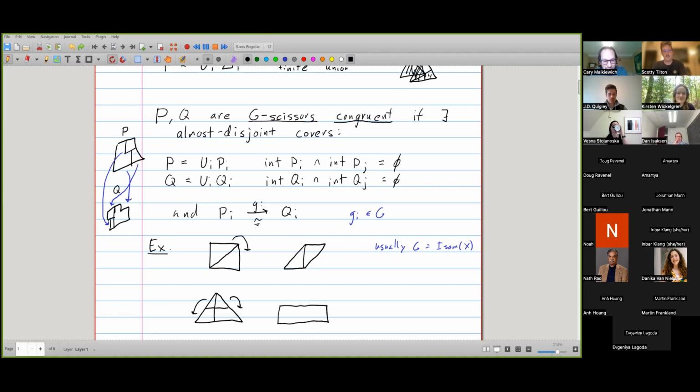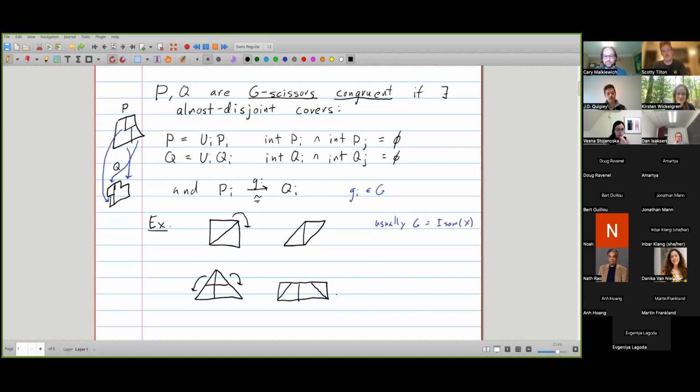So I guess I should finish drawing out this example here. So I can take the triangle and rearrange it like this. So that triangle is scissors congruent to a rectangle.